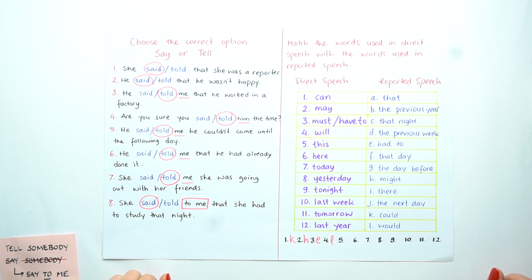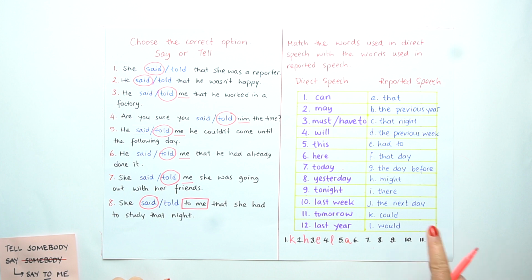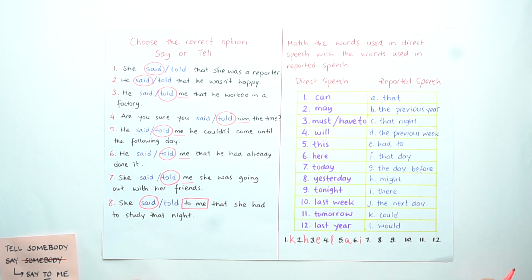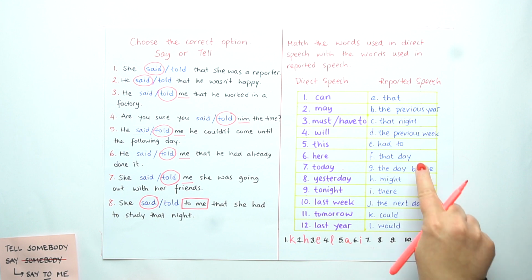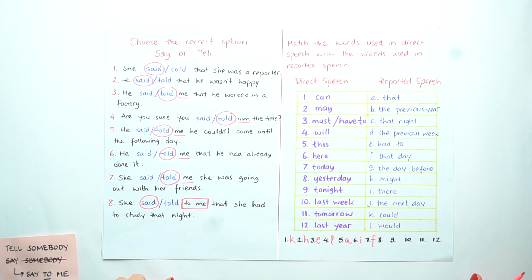This. This becomes that. So the answer is A. Here. Here becomes there. So the answer is I. Today. Today becomes that day. So the answer is F.